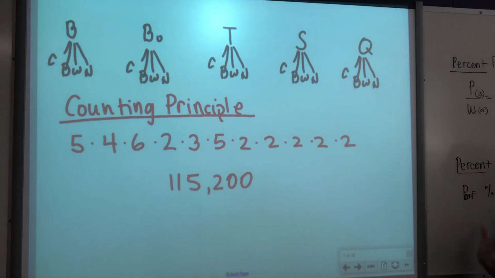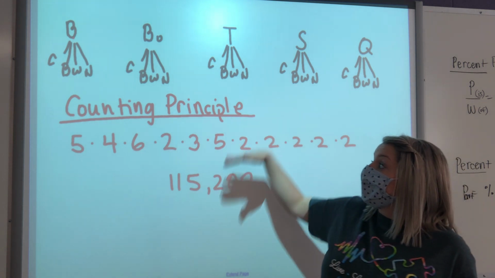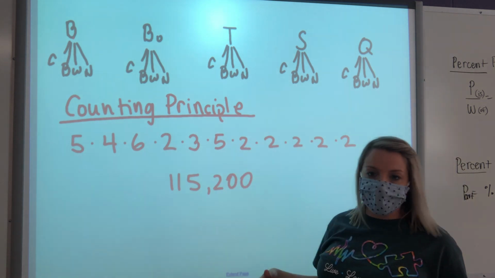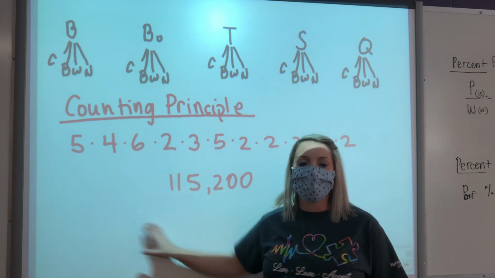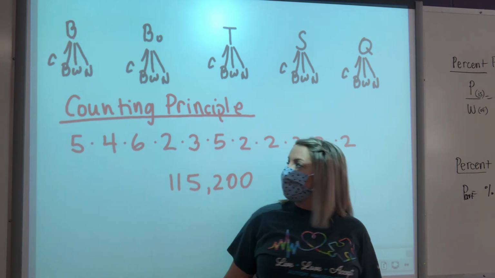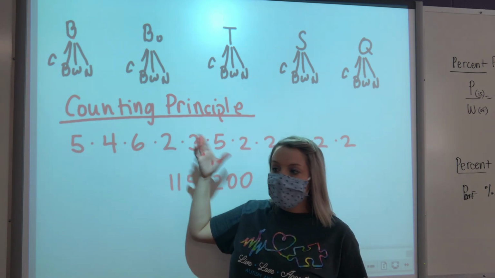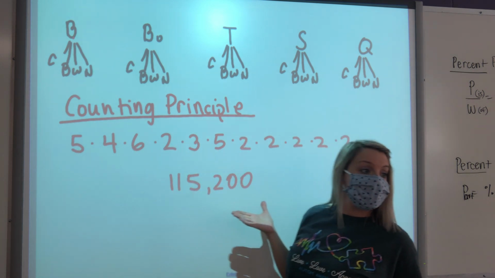So this is listing our different outcomes of compound events. We do have some limitations of listing the possible outcomes, but we can always calculate the total possible outcomes by using the counting principle, and that is multiplying the number of outcomes on each event to get our total number of outcomes.